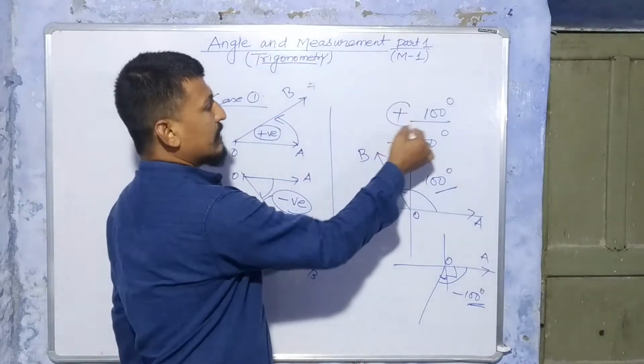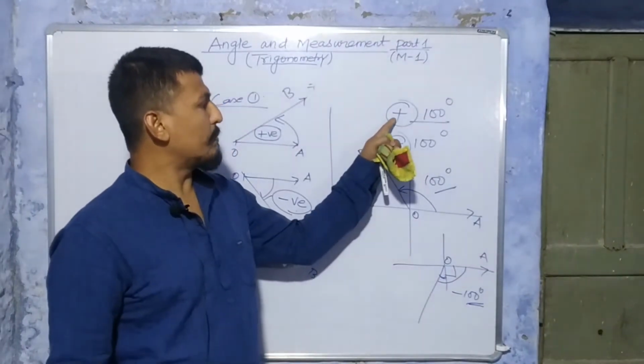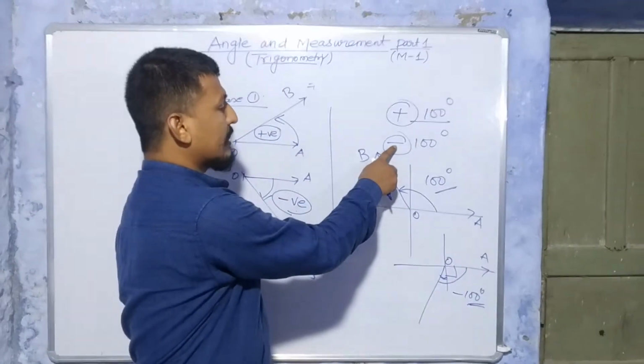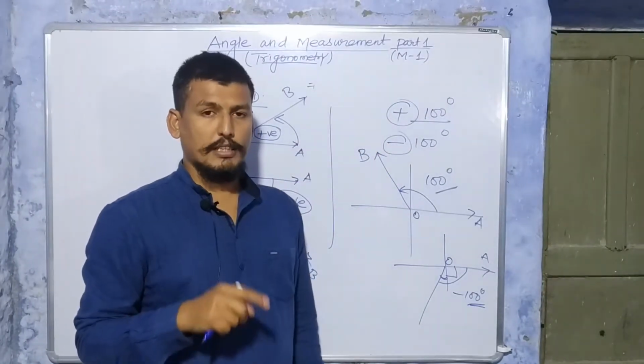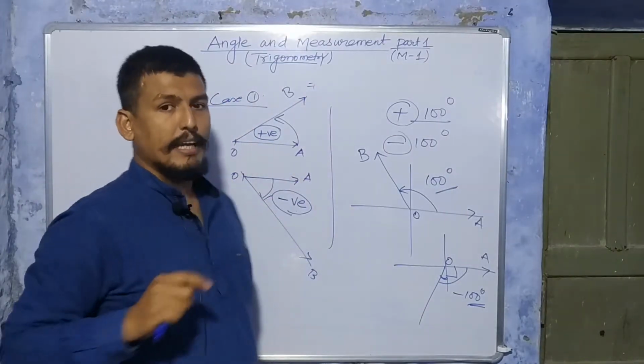So what is the physical significance of plus and minus? The physical significance is that if it is plus, then the rotation is anti-clockwise, and if the sign is negative, then the rotation is clockwise. This is the case of directed angle.